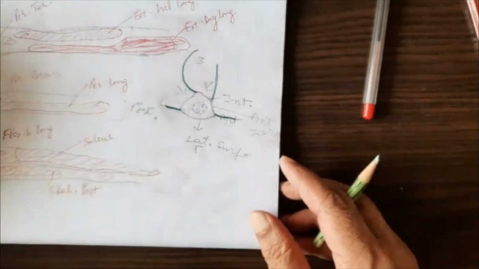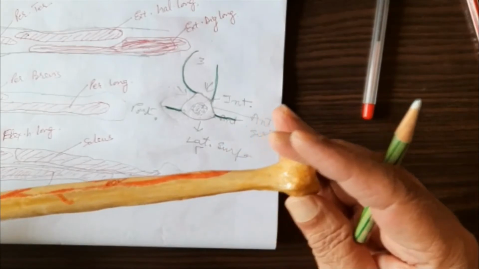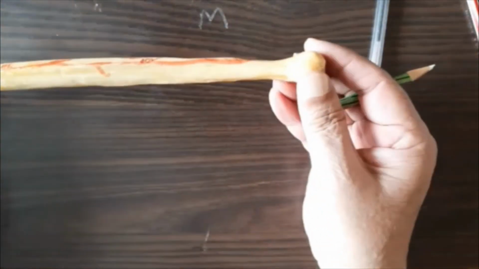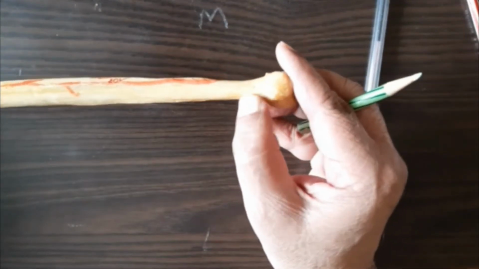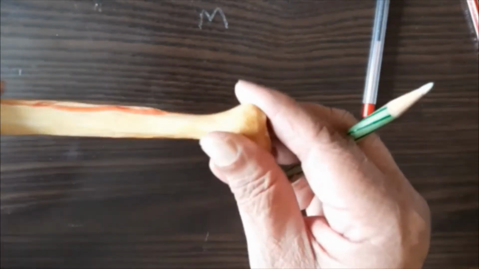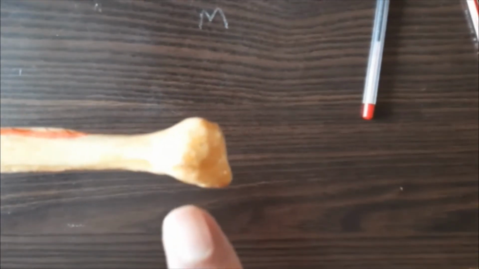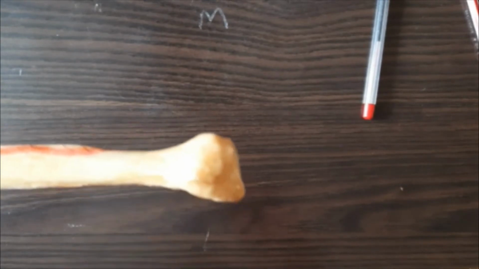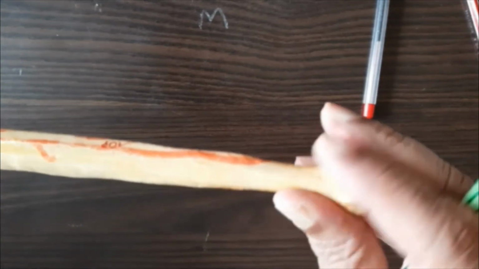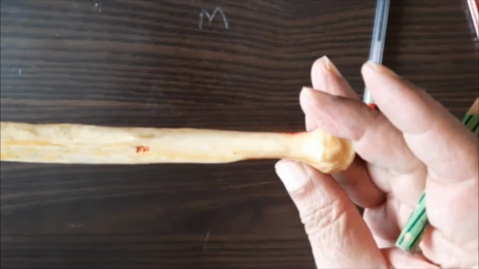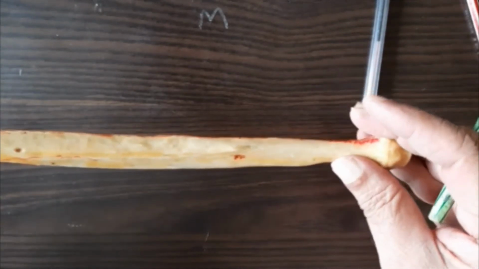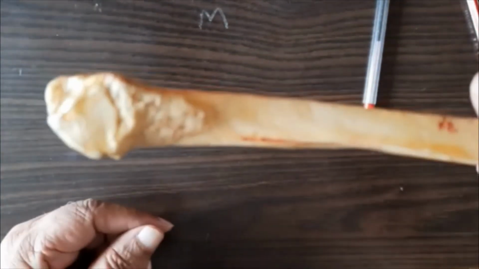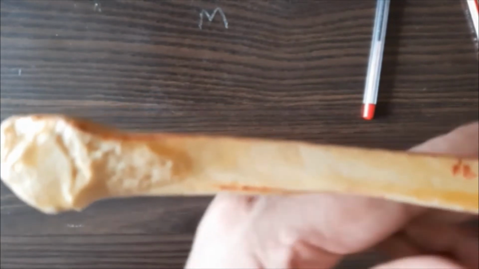Let us come to see the other ligamentous attachments and the relations of the nerves. There is a nerve related to the neck of the fibula here. Let me bring it close to the camera, and this is the common peroneal nerve, related to the neck of the fibula. And then we come to the lower end where the attachments are seen.